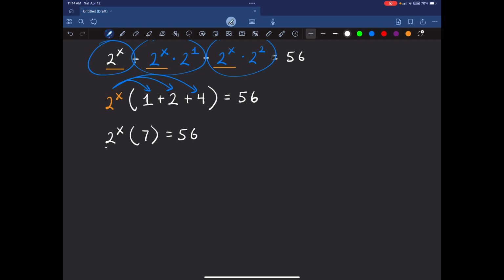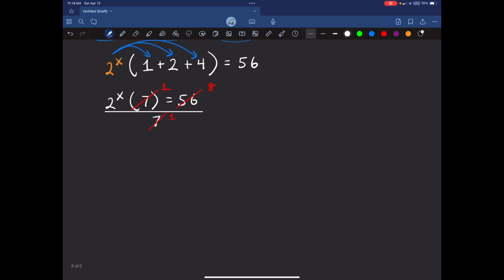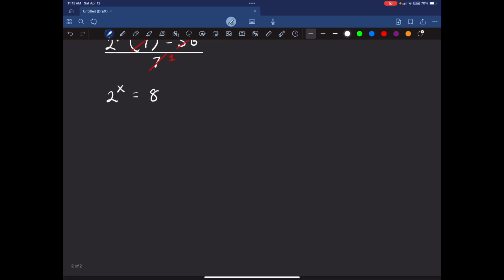And now we can just divide both sides by 7, and we can cancel out this 7. This will technically be a 1. This 7 will also become a 1, and 56 divided by 7, well, that's just 8. So what we have here is 2 to the power of x is equal to 8. And now, this is a much simpler equation to solve for x. You might even be able to see it right off the bat. But let's try to solve this algebraically.